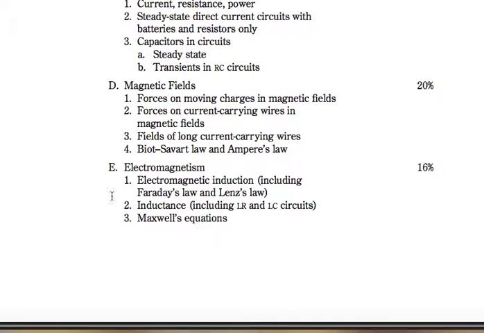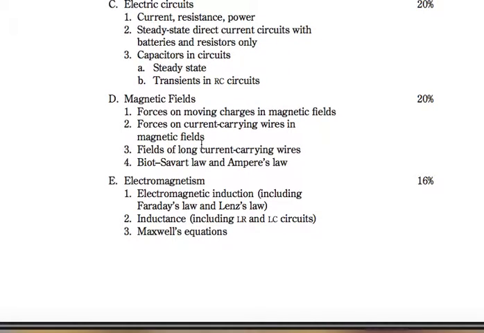It may seem like I'm leaving out Maxwell's equations. I may do one more on Maxwell's equations, but Maxwell's equations include the Biot-Savart law, Ampere's law, Faraday's law, and some laws about inductance. So I am not neglecting those equations. It's just that we've already covered them.